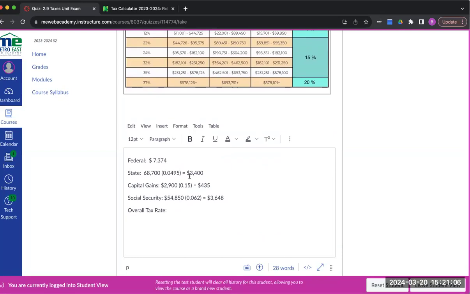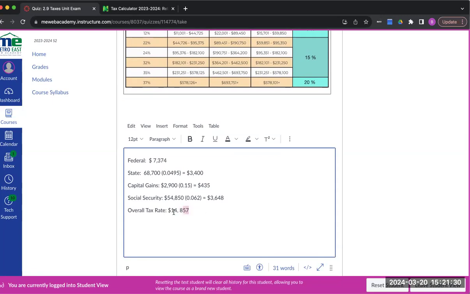So we got 7,374 plus 3,400 plus 435 plus 3,648. So that's going to be a total of $14,857 that Michael paid in taxes.